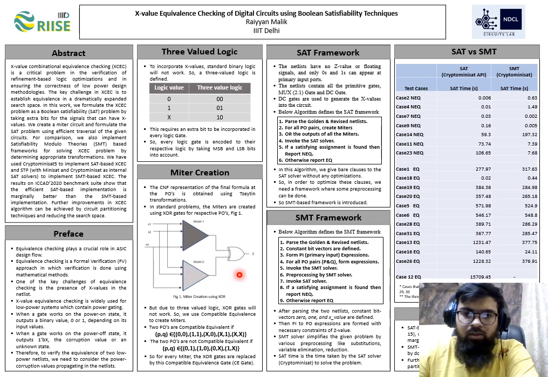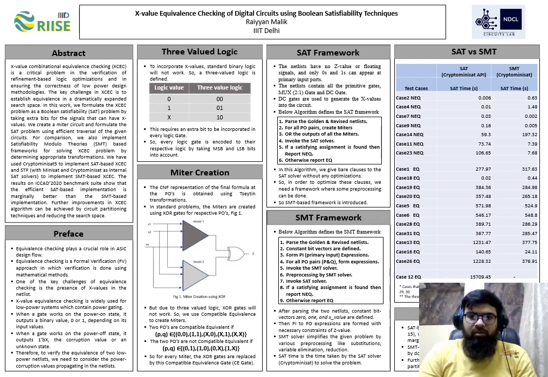But due to the three-valued logic and presence of the X values, a normal XOR gate will not work. So we require a compatible equivalence gate to check for the equivalence including the X values. A compatible equivalence gate is formed using these formulas. So for every miter, the XOR gates are replaced by these compatible equivalence gates.